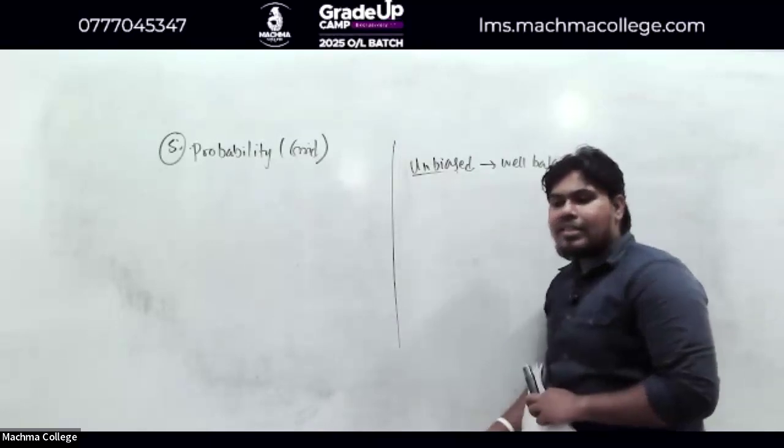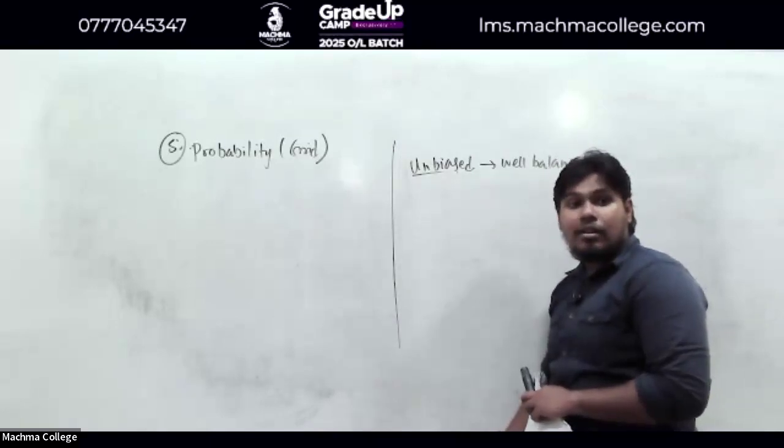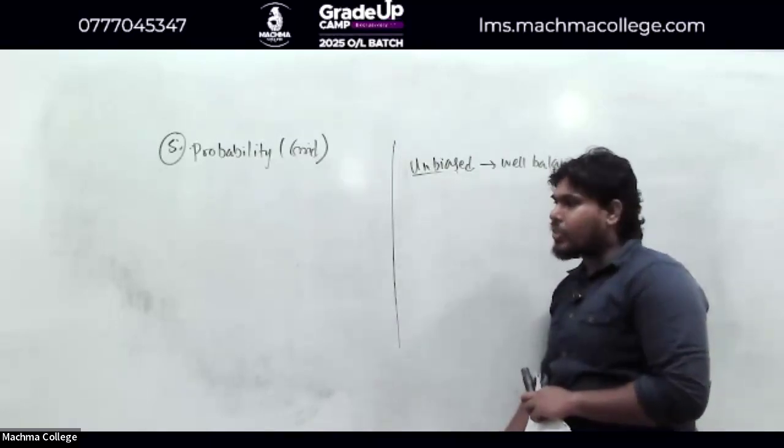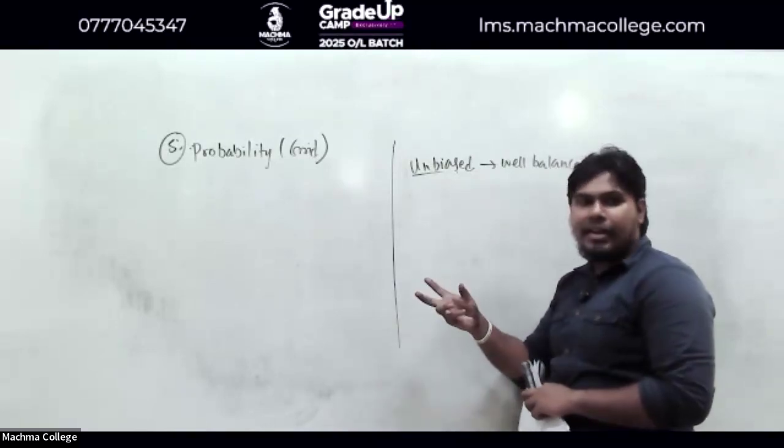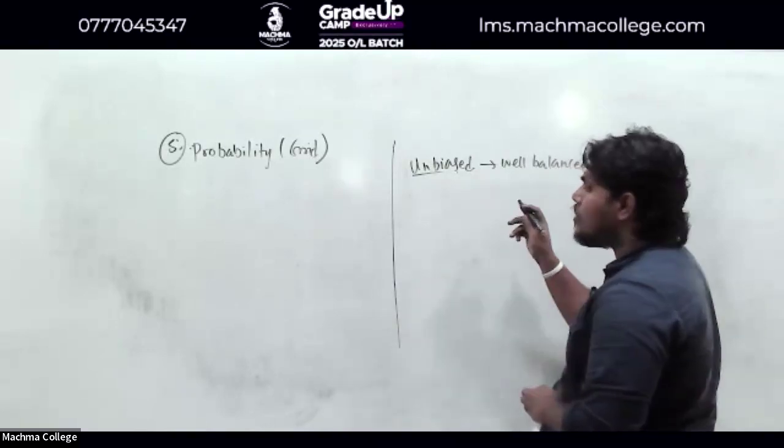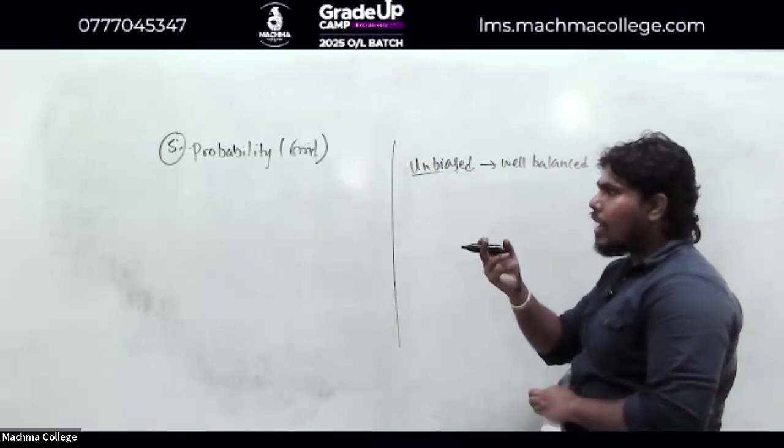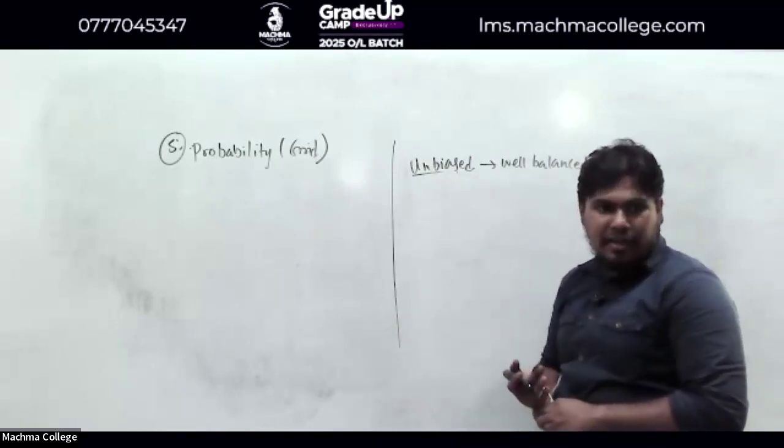Now listen, it is well balanced. Now what is a tetrahedron? Tetra means 4. A tetrahedron means a four-sided solid, where all four sides are triangles.